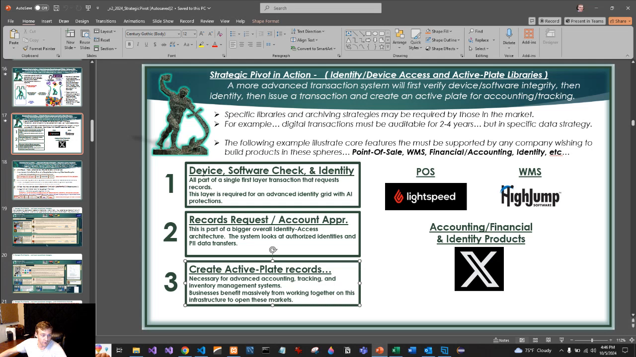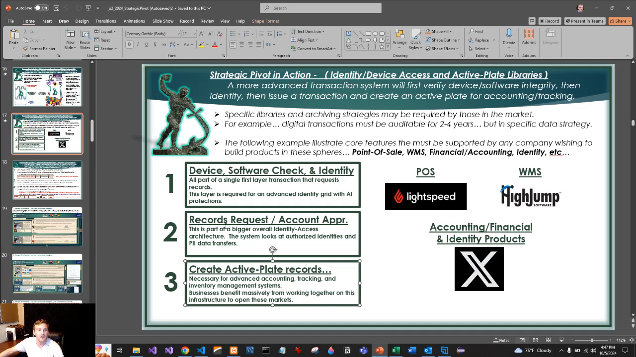Because you're checking the device, the software, and then the identity. And remember, you have a rotating identity system. I described that in the identity access management grid, and then a security tag that proves that identity tag is real and trustworthy. And it's on a trustworthy device, trustworthy software. Identity is trustworthy for all of those settings.